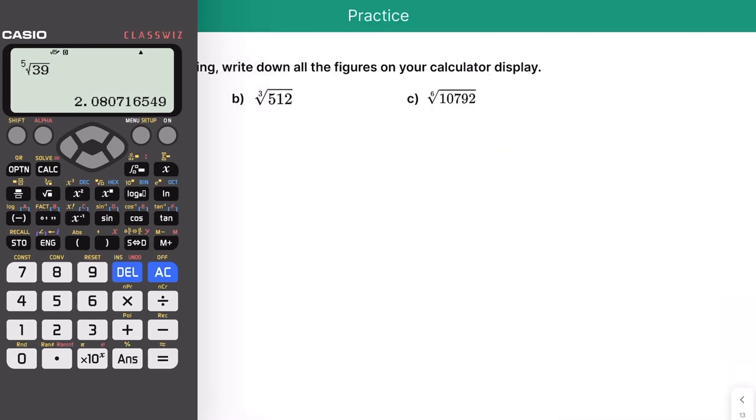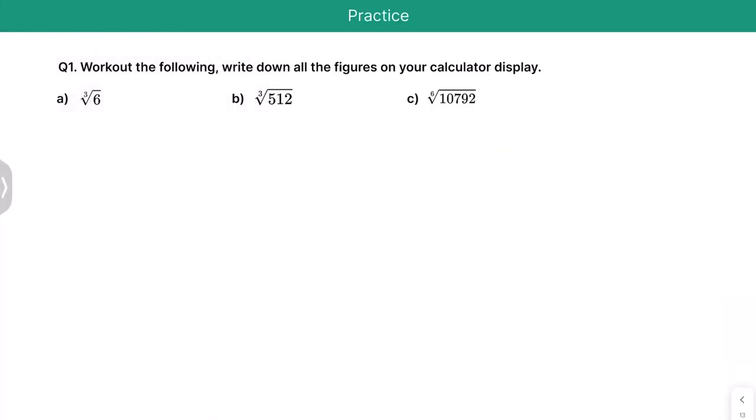So here are some practice questions you need to have a go at. Press pause and have a go. Here are the answers, mark your work.